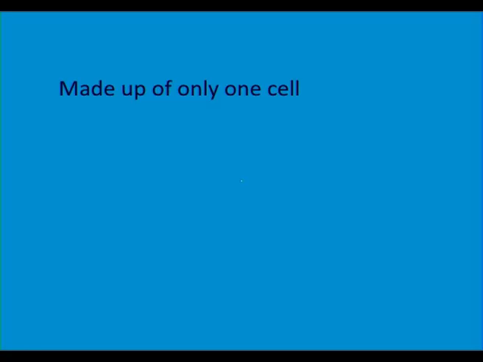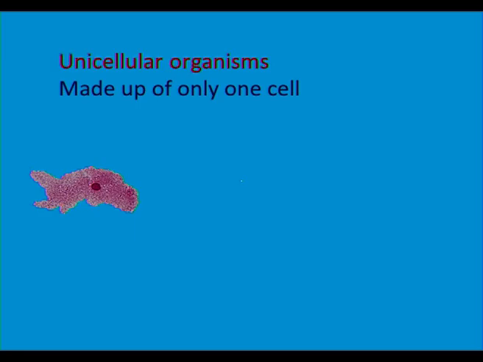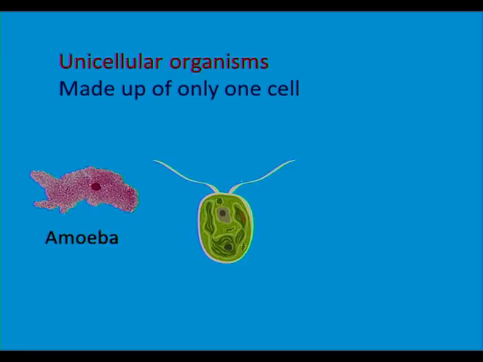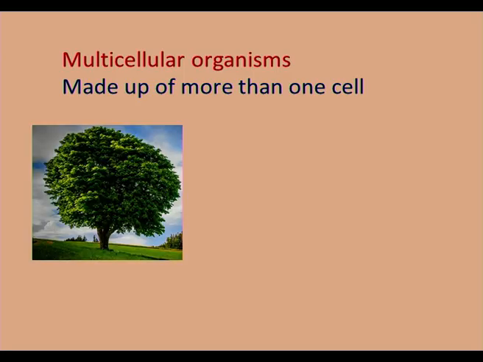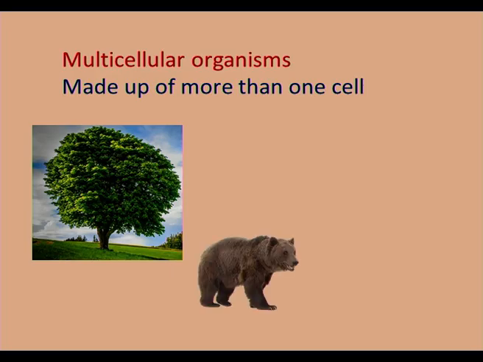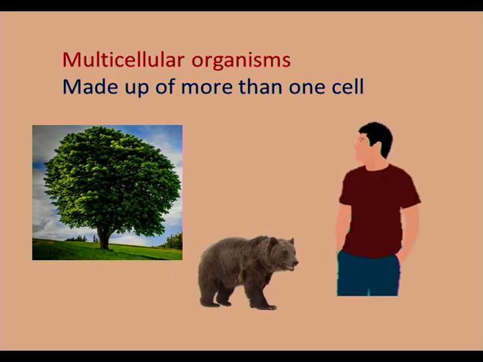Some organisms are made up of only one cell. These are called unicellular organisms. For example, amoeba, chlamydomonas, paramecium. Some other organisms are made up of more than one cell. These are called multicellular organisms, like plants, trees, animals, humans. All these are multicellular organisms.